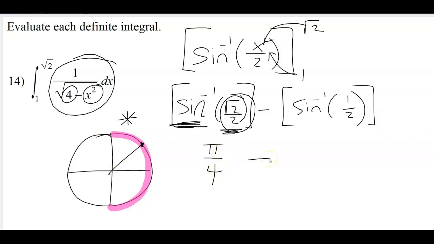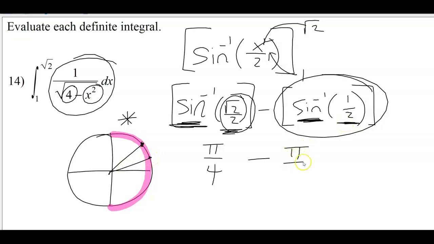Next, I have this one here. Once again, we're looking for the y value. And I want to find where the y value equals 1/2. And that's down here. And I know that that angle is pi over 6.